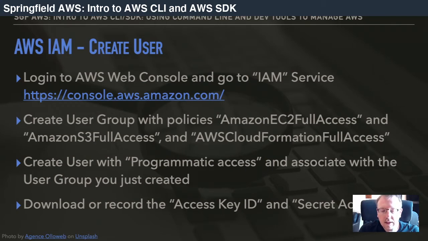So, like I said, I'm not going to go deep into how to do this on IAM, but the gist of it is you're going to want to log into the AWS Web Console and go to the IAM service. You're going to want to create a user group with policies for the purpose of this demo. These are the things that I did. I created a user group with policies Amazon EC2 full access, Amazon S3 full access, and AWS CloudFormation full access.